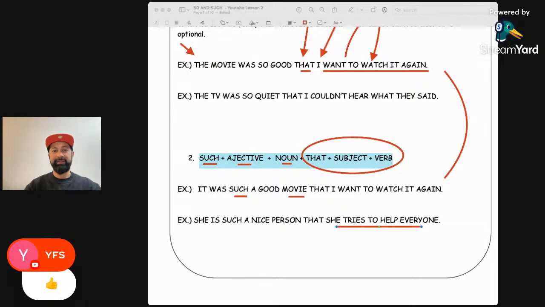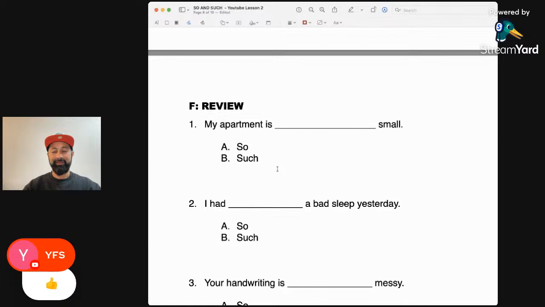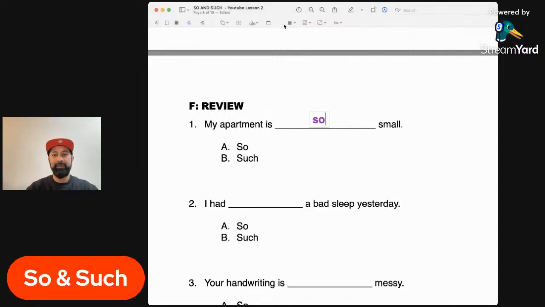So if we look at the review that we already did, we learned that my apartment is so small. Now, if I wanted to add information to that, the next thing I need to put is that plus a subject plus a verb. What extra information could we give about this? For example, for me, maybe I would say, my apartment is so small that I want to find a new place to live.